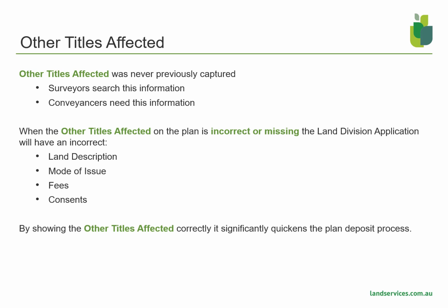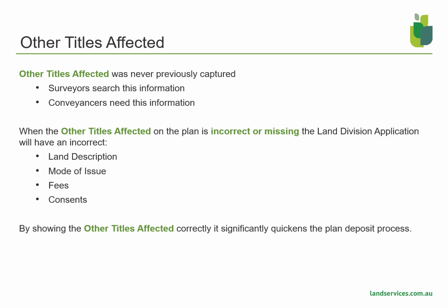A bit of history behind the other titles affected. Before the A3 plan format, surveyors would search for the other titles affected, but it was never captured on the plan. Conveyancers would then also search for other titles affected, as they needed the title reference to prepare their documents correctly. It made sense to capture these title references on the plan, and hence the Other Titles Affected panel was created.